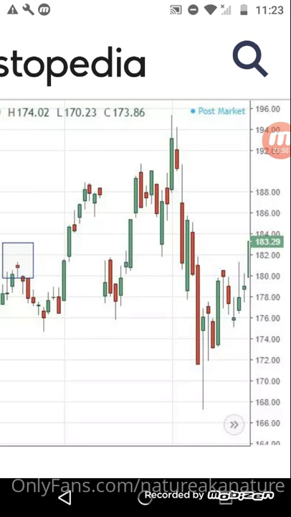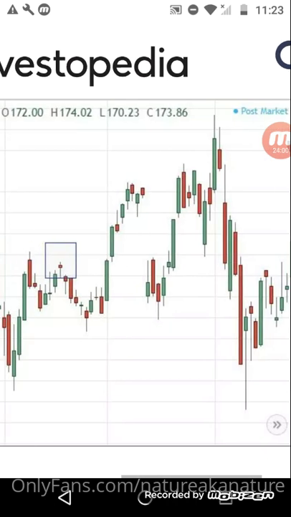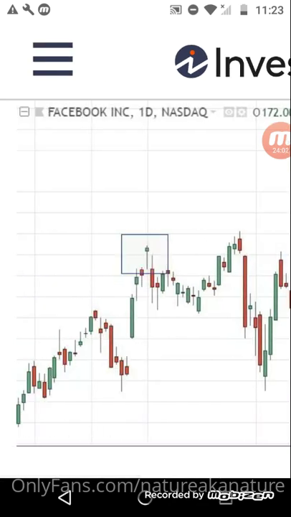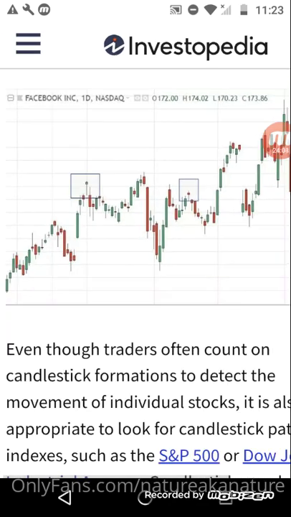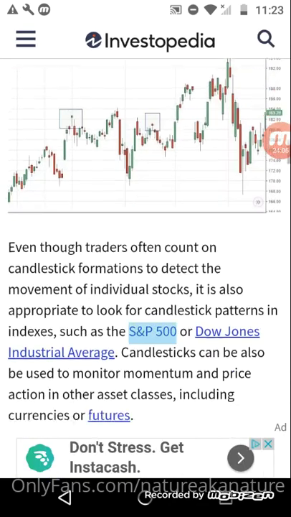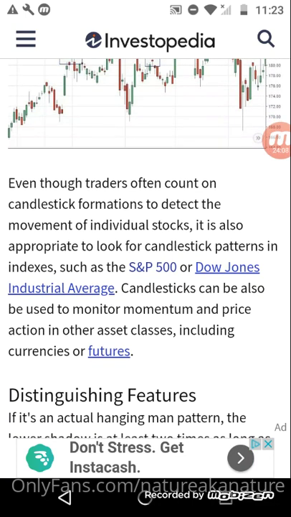So it's important. These are all the basic candlestick patterns that we went over. I went over all of them with y'all in this video, and in the other videos too, we went over all the single candlestick patterns. So even though traders often count on candlestick formations to detect momentum in an individual stock, it's also appropriate to look for candlestick patterns after that to form to actually make that trade.